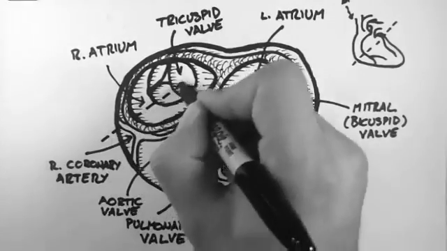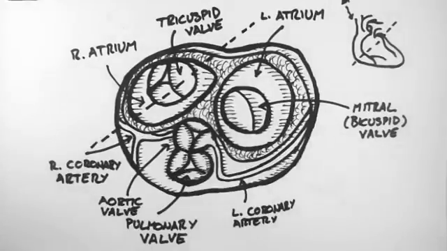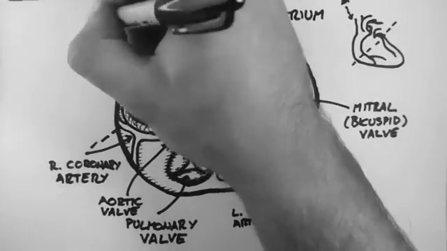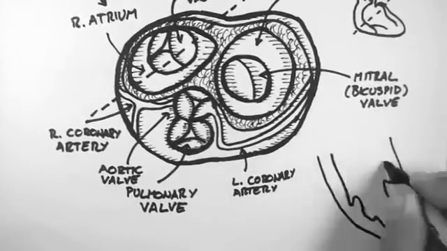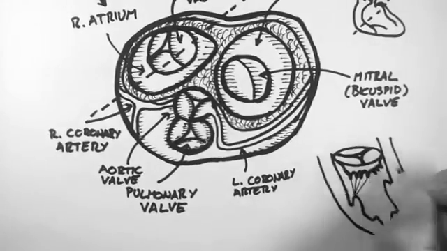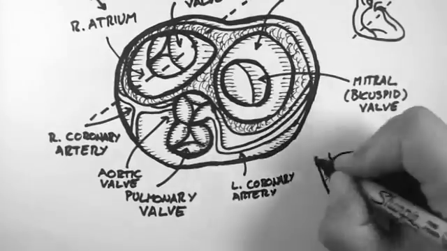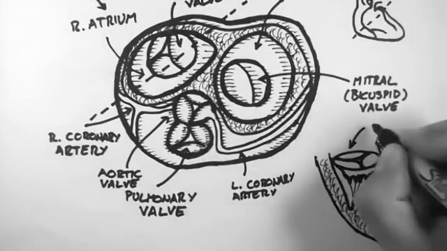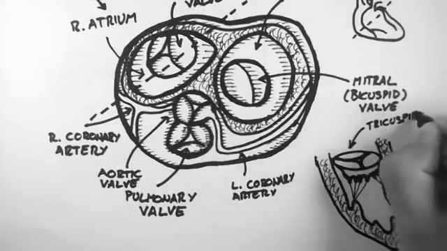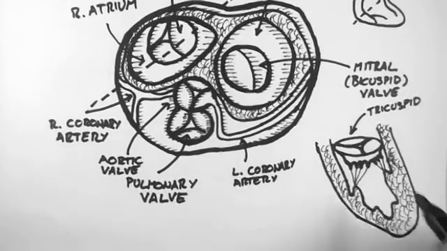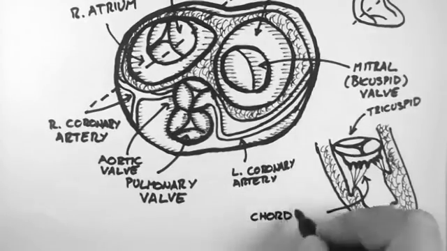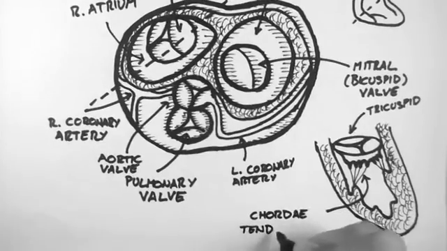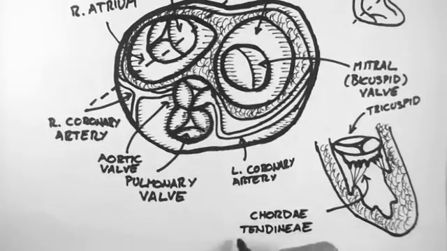Now, if I take a cut through this heart here, right through the center of this valve, and we look at the heart from this angle here, we should see something like this. So here is the tricuspid valve. And from the leaflets of the tricuspid valve, or from the three cusps, are these chordae tendineae. And this is Latin for heartstrings, which is kind of cute.